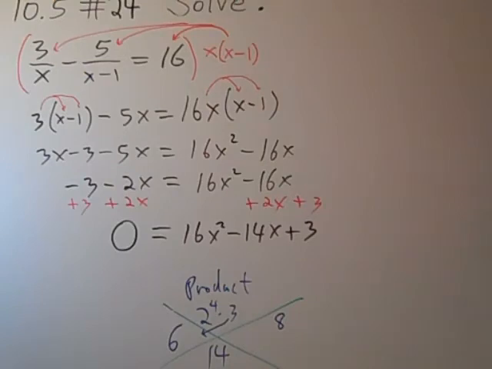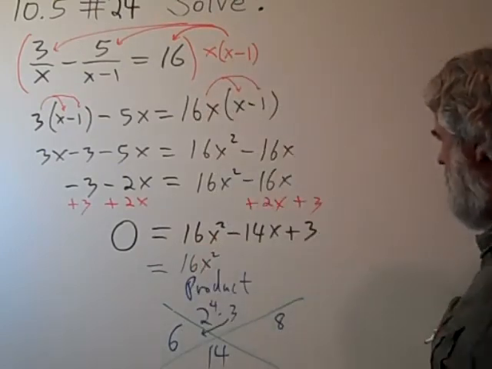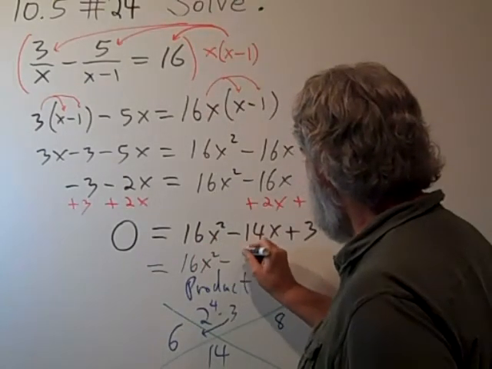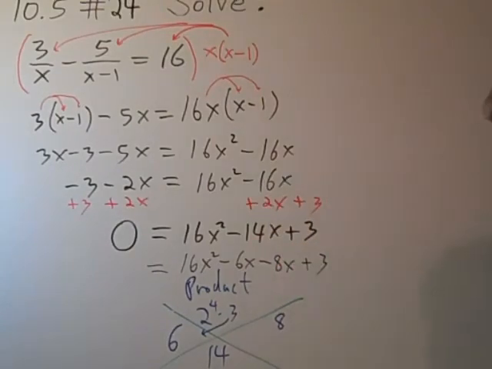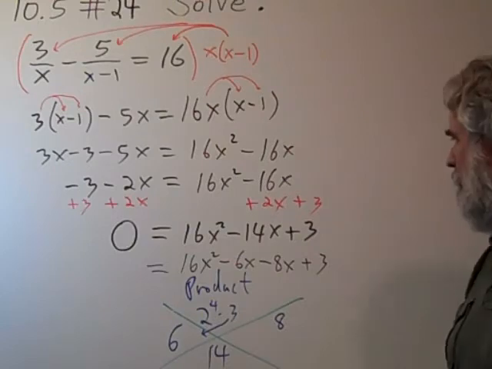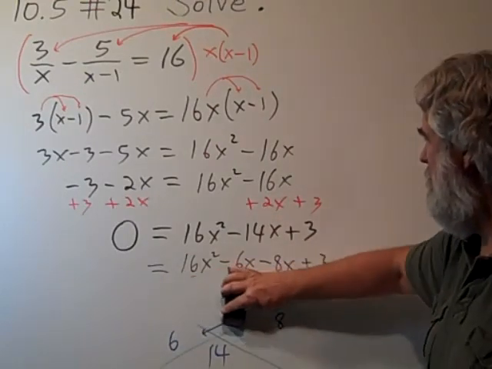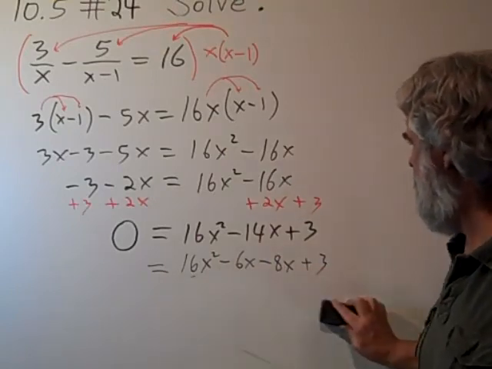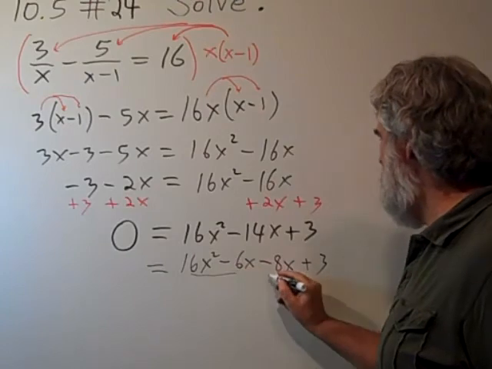So those are our numbers, and we'll rewrite the middle term using those two numbers. So we rewrite the middle term. Instead of negative 14x, we go negative 6x, negative 8x plus 3. And now factor by grouping will work to finish up the factoring, the hard part of this step.